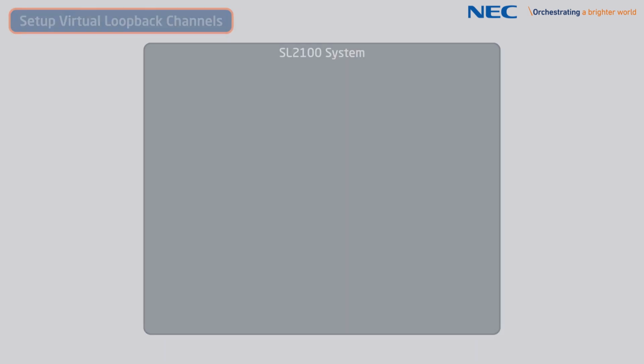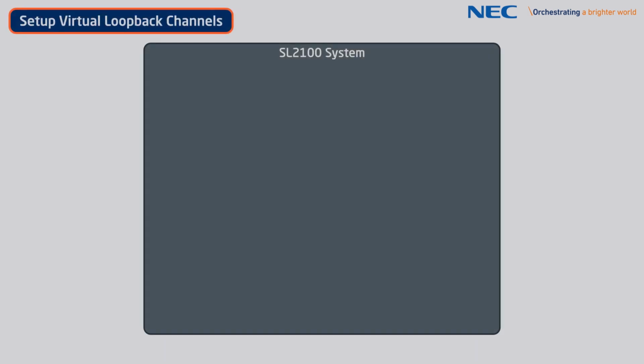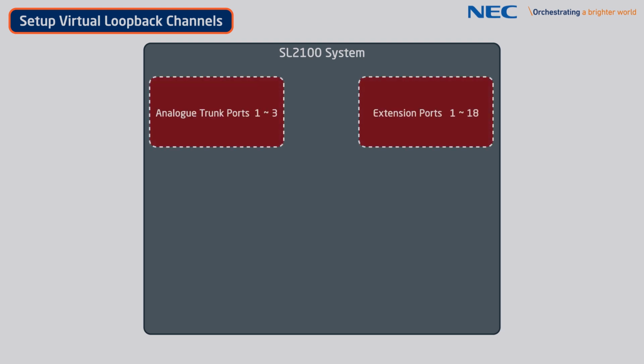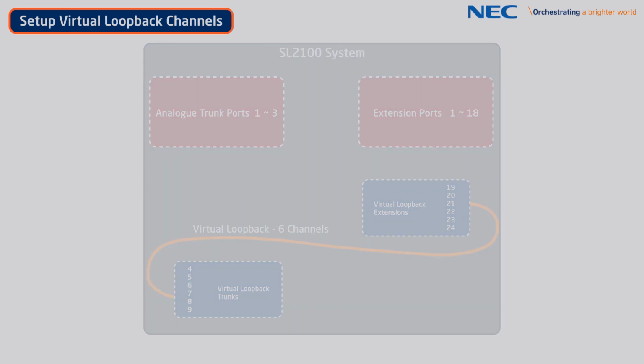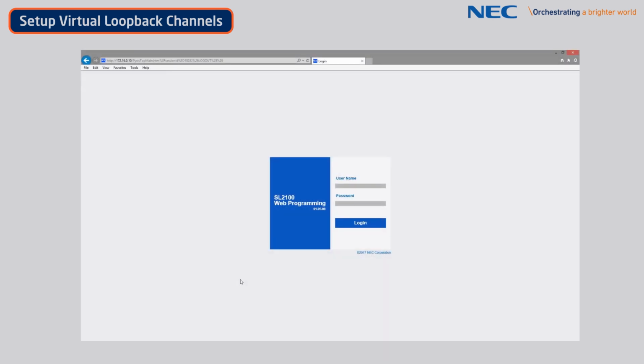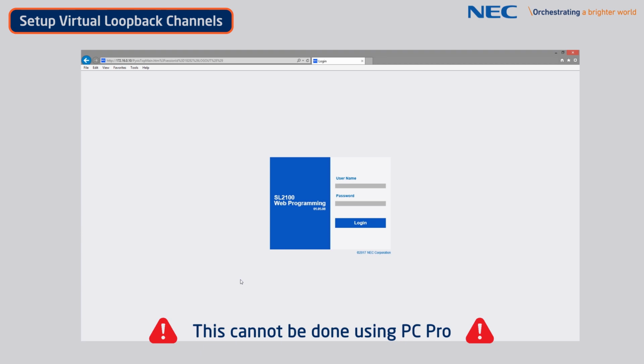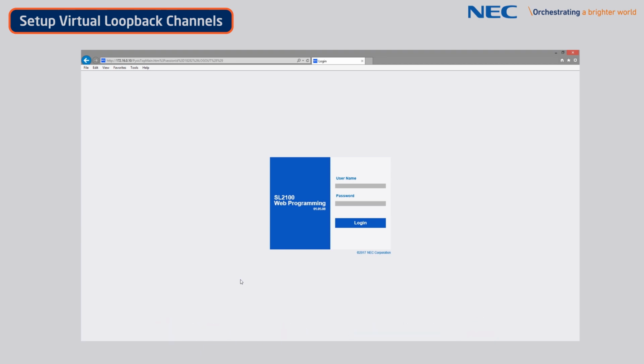Before setting up the virtual loopback channels, it is recommended that you first install all the physical hardware. Plan your configuration and decide on the quantity of virtual loopback channels required. There is a worksheet within the Quick Install Guide. Use Web Pro to set up the virtual loopback channels. This cannot be done using PC Pro.